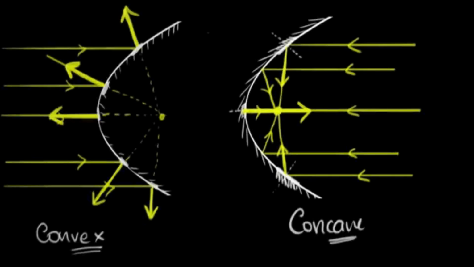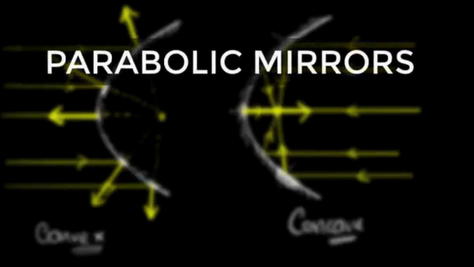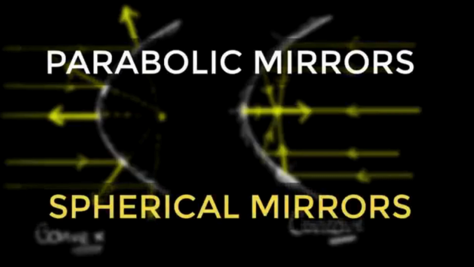In previous videos, you've seen the properties of concave and convex mirrors and their applications. But based on their shape, people usually talk about two types of mirrors, parabolic mirrors and spherical mirrors. So in this video, we'll explore what these are and where they are used.